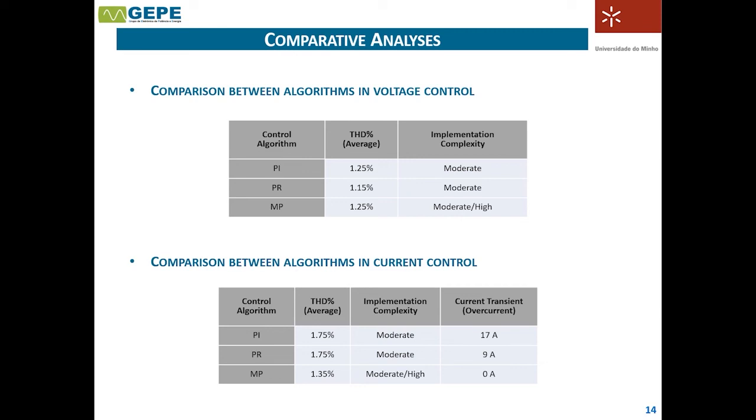In current control, the implementation difficulty is the same as for the voltage control, since the algorithms are the same using current signals. In terms of THD, the MP control gives slightly better results. Furthermore, this algorithm does not cause current spikes, unlike PI and PR. The PI is the one with the largest current spike of 17 amps.